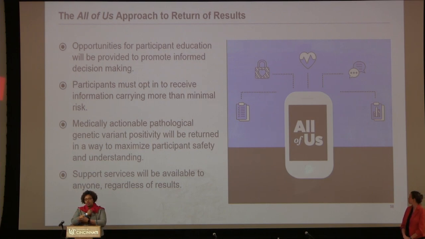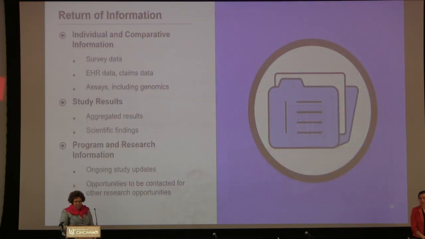The program's approach to return of results focuses on participant education, participants opting in to receive information, maximizing participant safety and understanding around medically actionable information, and the availability of support services available to anyone, regardless of what results are returned to them. And there are three main buckets of information that All of Us is returning or piloting return of information to participants around. As I hope you're hearing as a theme, the program is not tackling everything at once, but starting small and building as the program grows and matures.